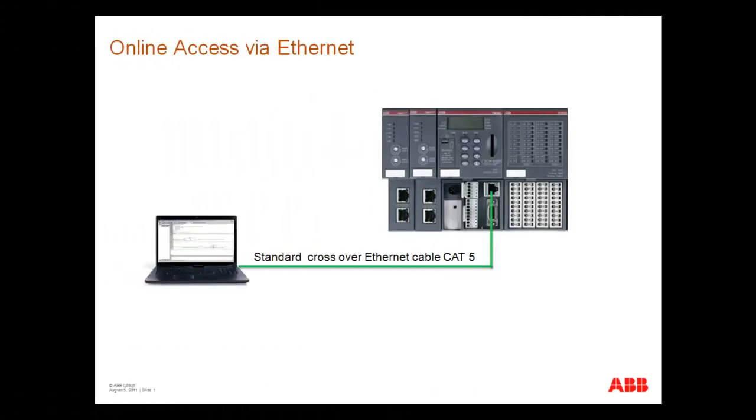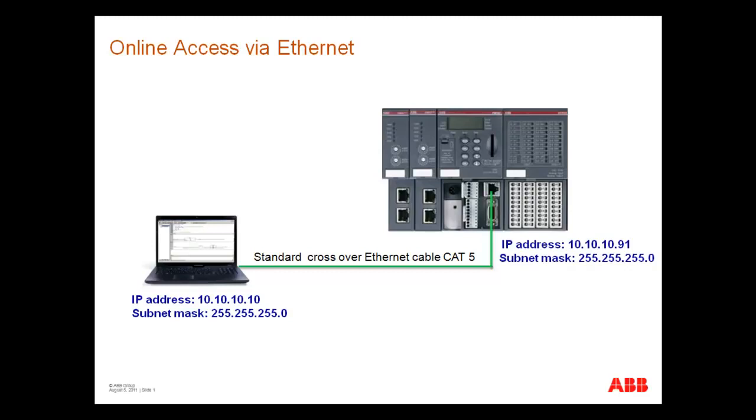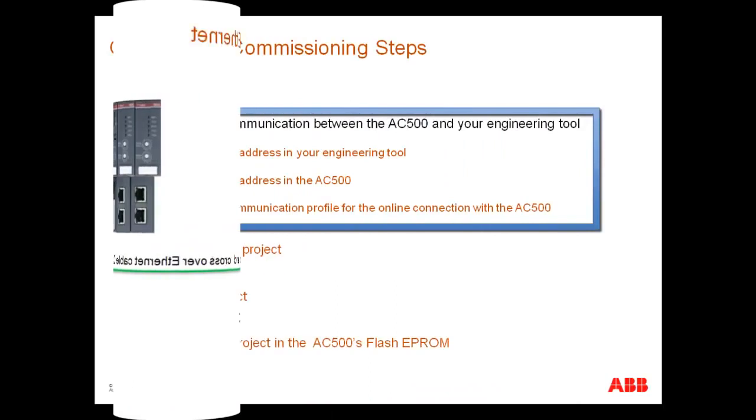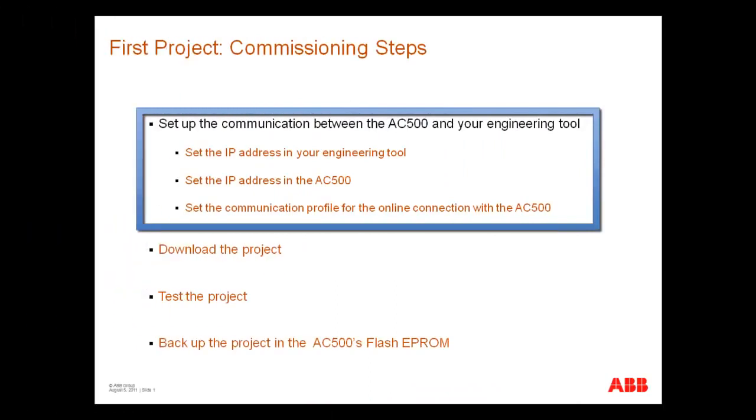When you connect your PC directly with the CPU, use an Ethernet crossover cable if your PC doesn't provide auto crossing. The PC and the CPU have to get a unique IP address in the same network, and the subnet mask has to be the same for both devices. To set up the communication between the AC500 and your engineering tool, we will first set the IP address in the engineering tool.